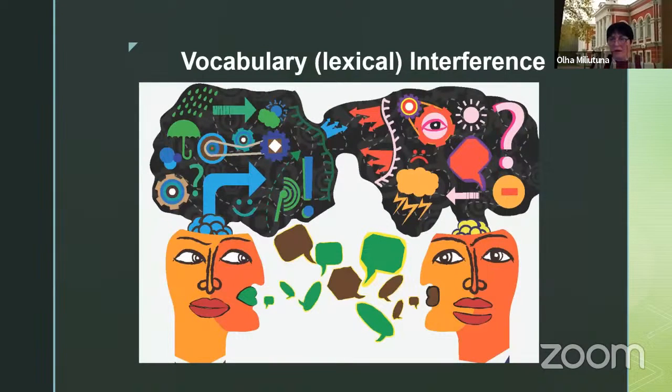Well, vocabulary interference. Vocabulary interference, you see this picture. As Weinreich says, lexical interference can occur when one vocabulary interferes with another. This type of interference can result in the use of the wrong word or the use of a word in the wrong context.